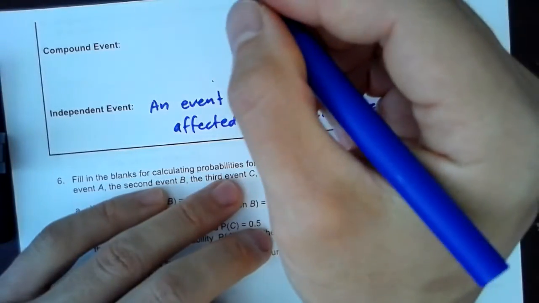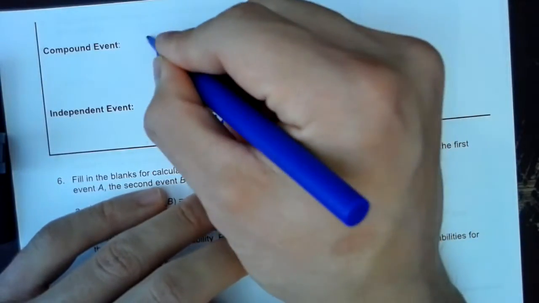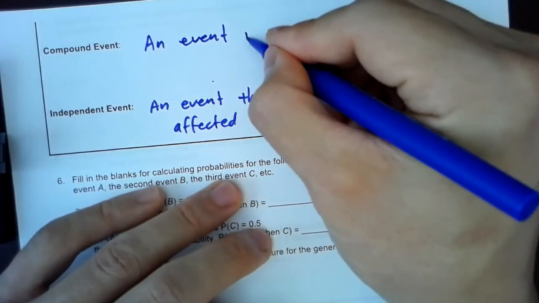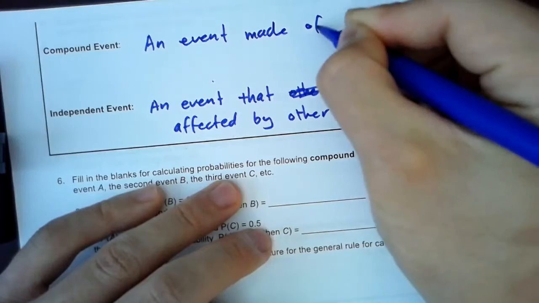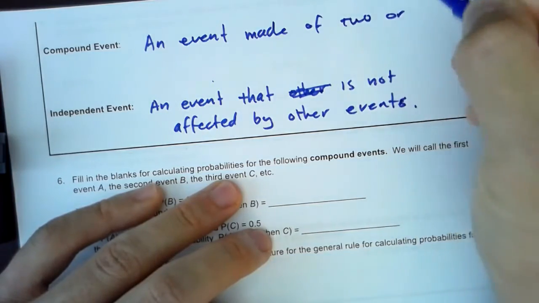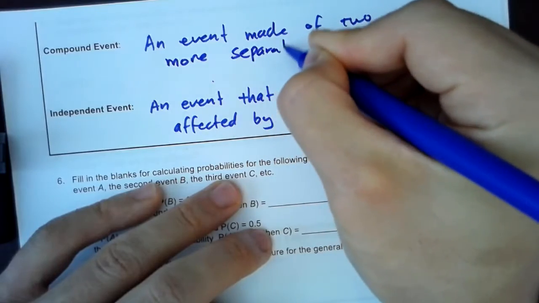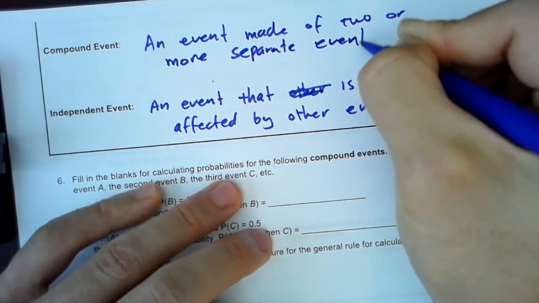A compound event is an event made of two or more separate events.